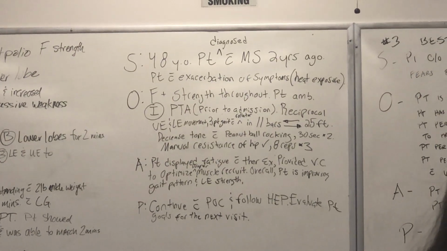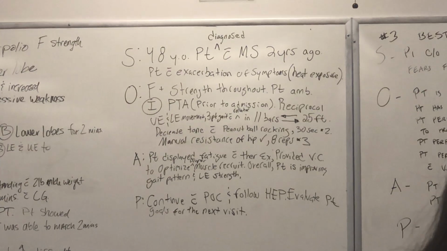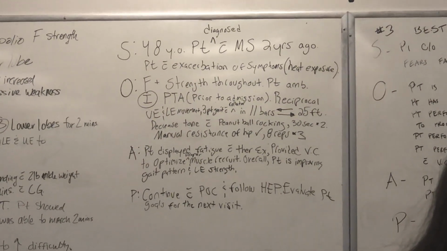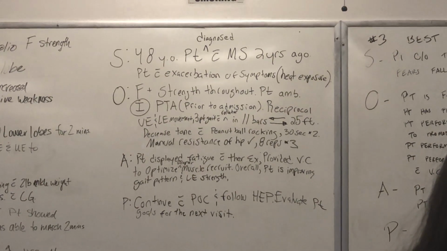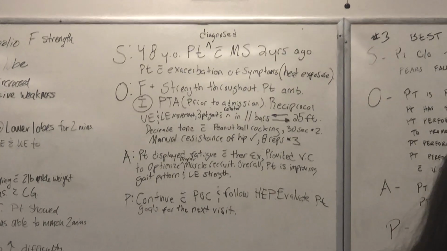Assessment, patient displayed fatigue with their Therex. Provide verbal cueing to optimize proper muscle improvement. Overall, patient is improving gait pattern and lower extremity strength. And for plan, continue with plan of care and follow up. Evaluate patient goals for the next visit.